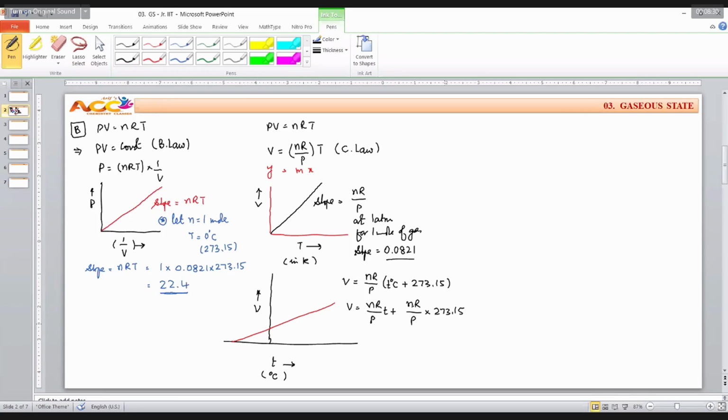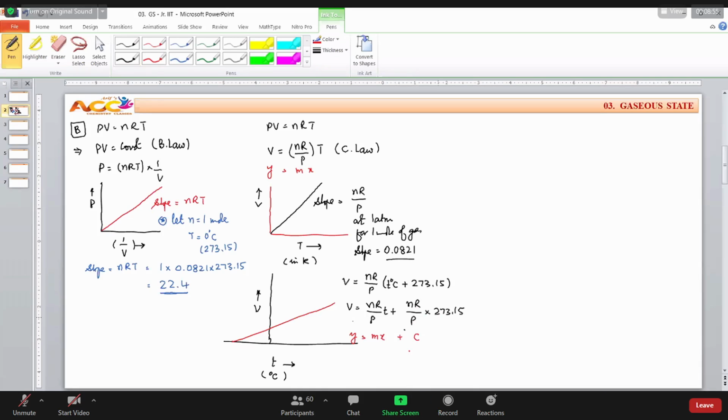Suppose for example, if you take this part, what is this part called? Intercept. This part is known as y is equal to mx. Is it the slope of the graph? Yes, sir. y is equal to mx plus c. If you are discussing this, then how do you proceed? So this c is equal to nR by P into 273.15.